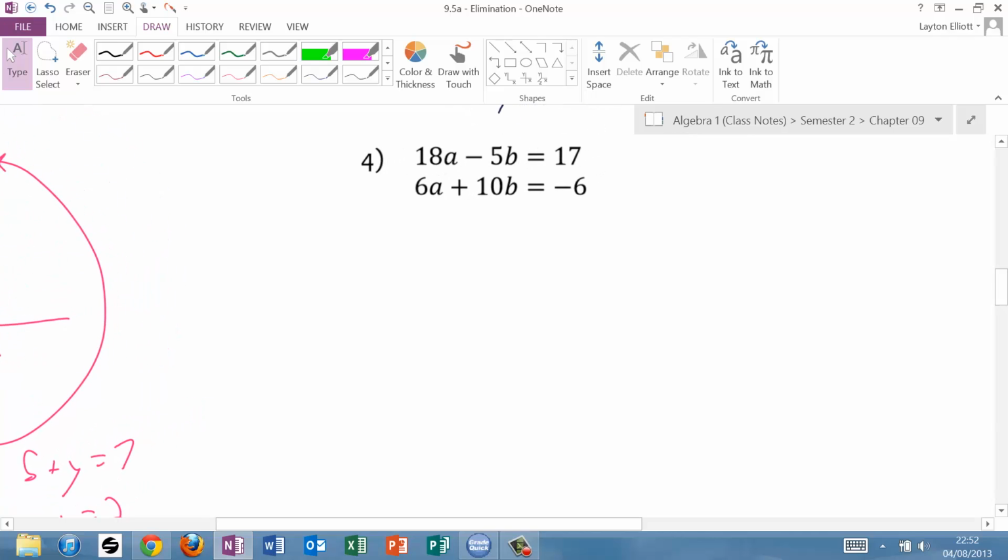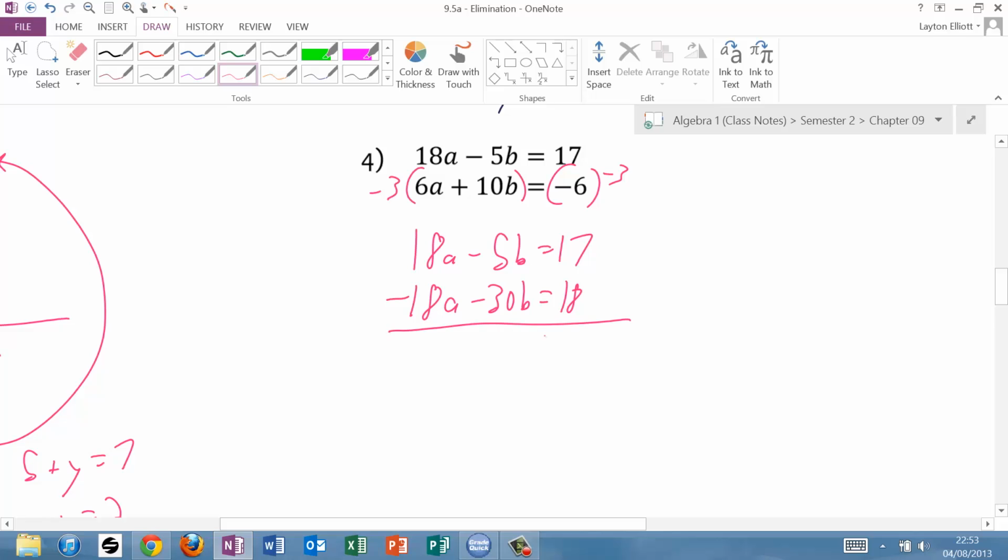Number 4, if I multiply the top one by a 2, or I guess I could multiply the bottom one by a -3. Let's do that because it's a little different. Just to show that we have options. If I multiply the bottom one by a -3 on both sides, rewrite the top one, 18a minus 5b is equal to 17, and then the bottom one becomes negative 18a minus 30b is equal to positive 18. Add, and I have negative 35b is equal to 35, or b is equal to -1.